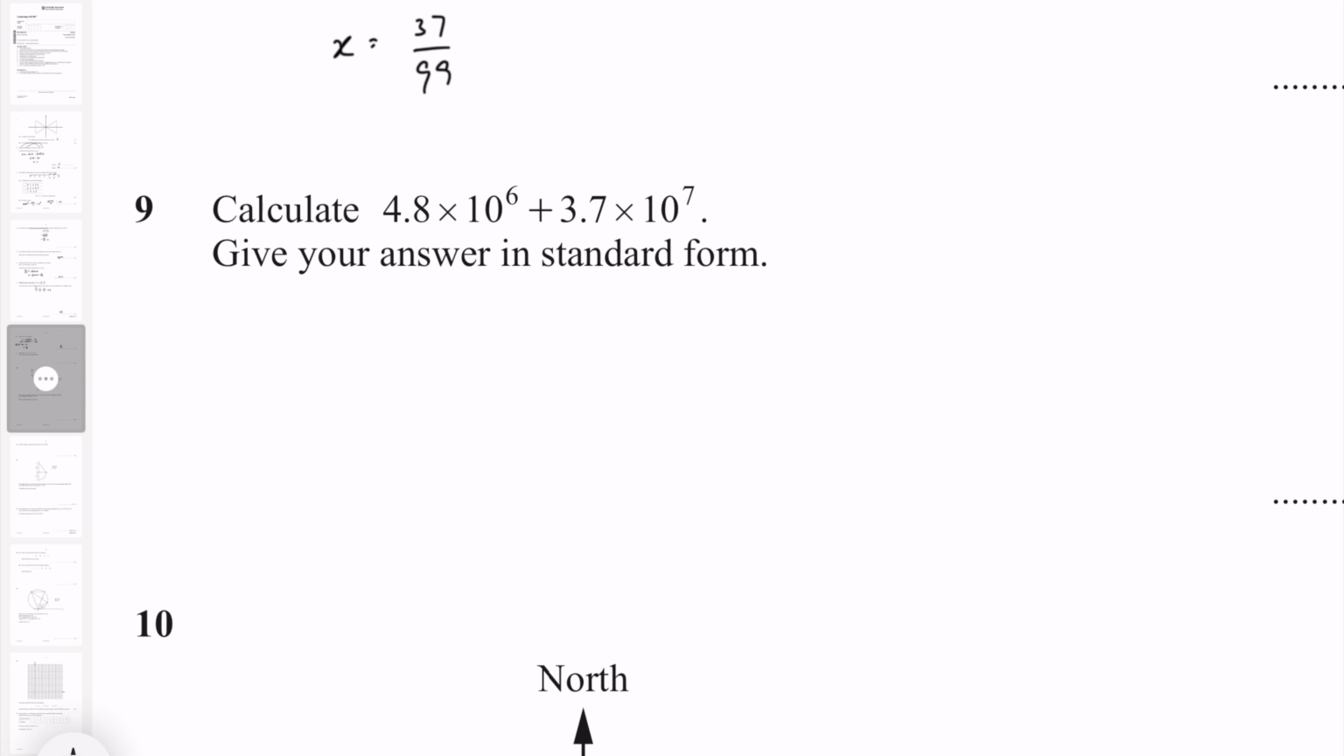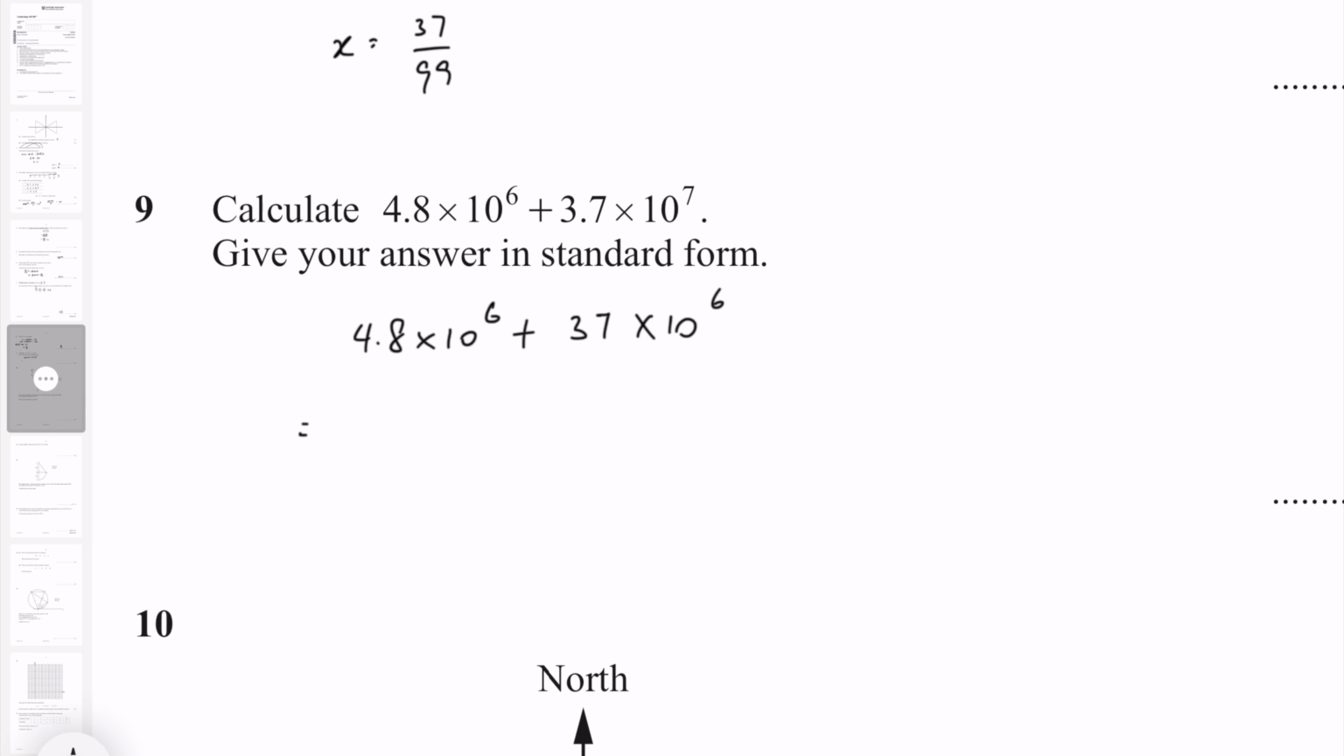Okay, calculate this. Give your answer in standard form. I always think of the standard forms as algebra. So these two, power 6, power 7, are clearly different algebra. So you want to make them the same. I love the smaller number, so this is going to be 4.8 times 10 power 6. I'm going to change this into power 6, so that's 37 times 10 power 6.